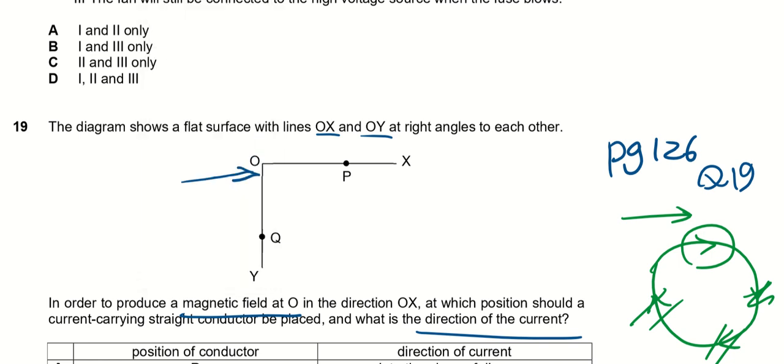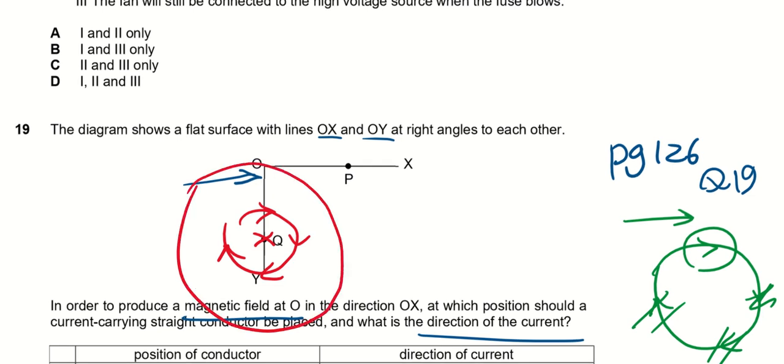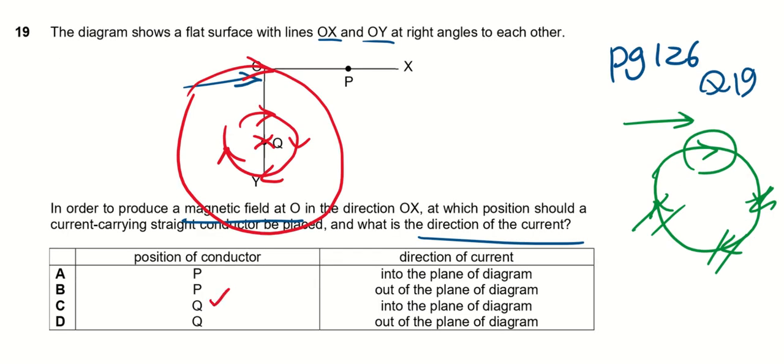So now I try Q. At Q, I also let the current go in. I'm just guessing and checking. So if the current at Q is going in, we use our right hand grip rule. Let's draw our first magnetic field lines. Agree? Clockwise. If I draw it at O, isn't it in that direction? Yeah. So the answer: the position of the conductor is at Q and the direction of current is into the plane. So the answer is C.